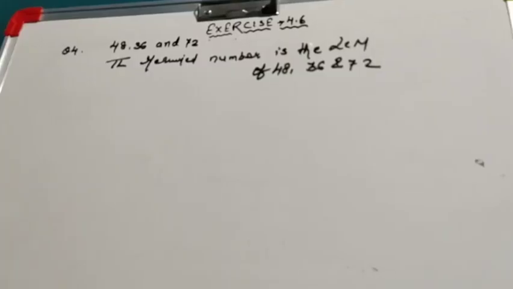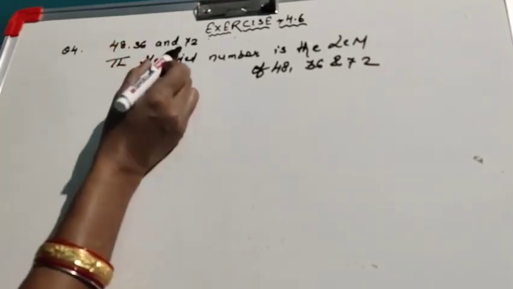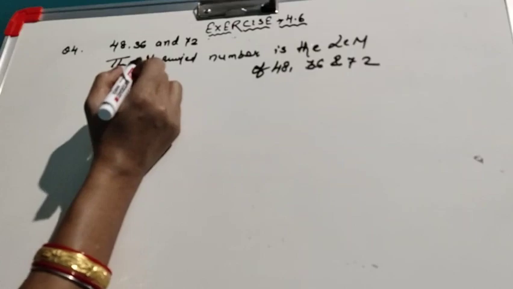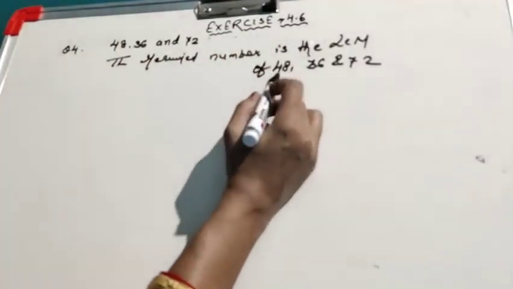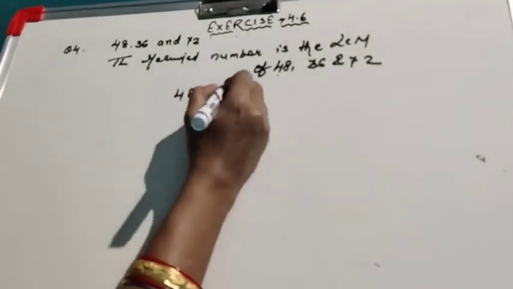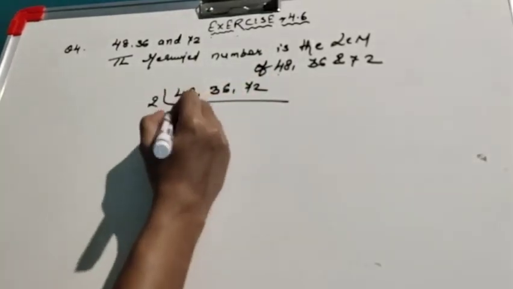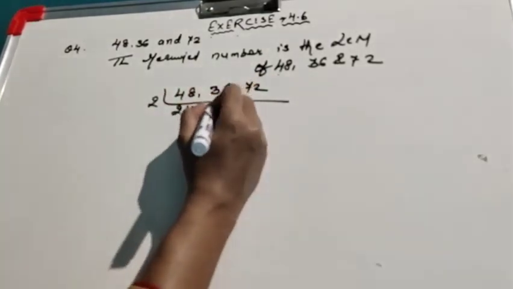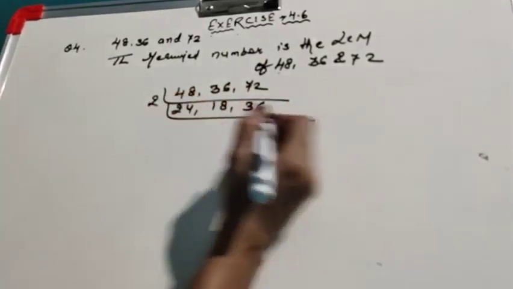Question number 4 is given: find the smallest number which is exactly divisible by 48, 36 and 72. In this question, first of all, we will write that the required number is the LCM of 48, 36 and 72. Go with the LCM process. 2 table: 2 4s are 8, 2 1s are 2, 2 8s are 16, 2 3s are 6, 2 6s are 12. We can divide with 2.